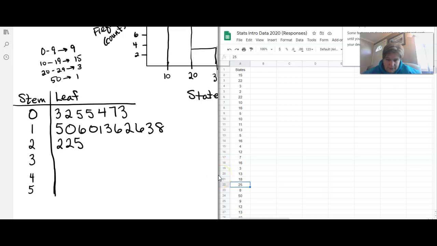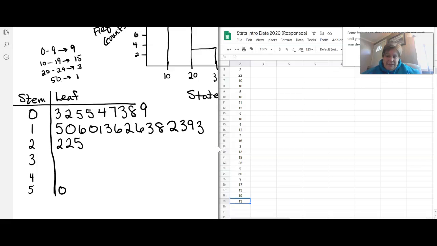Not many there, though. You notice that we're not going to have anything in the 3s and 4s, but this is what I mean by you can't skip stems. You cannot go 0, 1, 2, and then 5. You have to have all of them, okay? Here's the 50 way down here, and then I'm just going to keep going. I'm almost done. And then a 19. Oops, I didn't mean to write a 1. A 19, and then a 13.